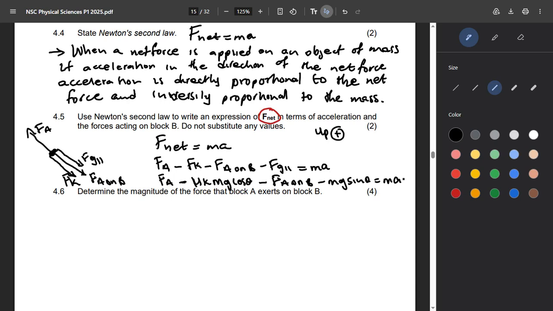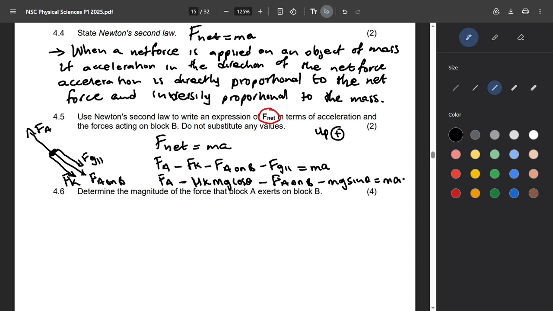Also, isolating, maybe you are trying to find the force of A on B, it will be easy. The most important part is to understand how to do the expression. If you can't do the expression, if you struggle with the free body diagram, so it's very important that you start with the free body diagram. Next question, 4.6. Determine the magnitude of the force that A exert on B.